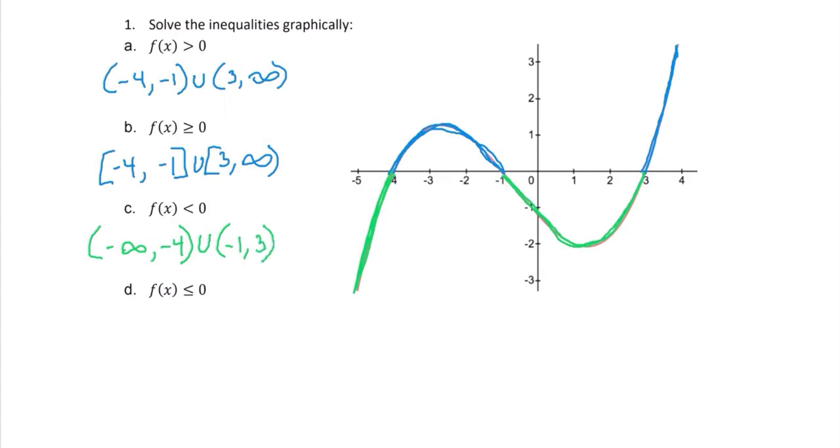D is very similar to C. It's subtle. Be careful when looking at questions like this. This time we're asking where is the function below or equal to the x-axis. So we can now include x-intercepts. -infinity up to -4. We'll bracket the -4, union, bracket the -1, up to 3, and bracket the 3.